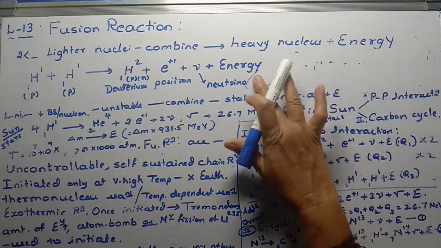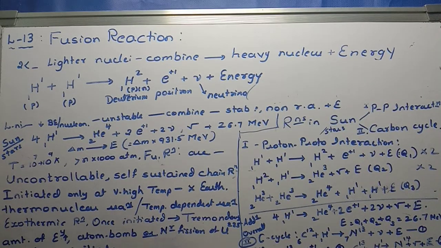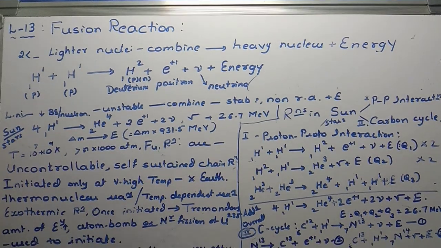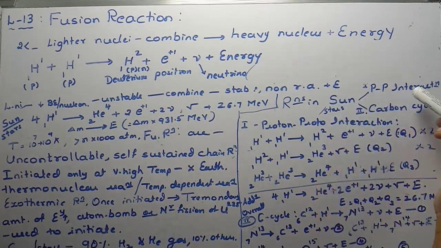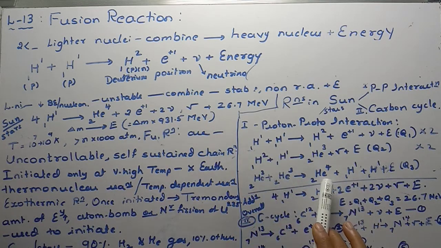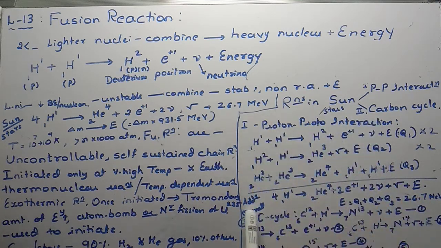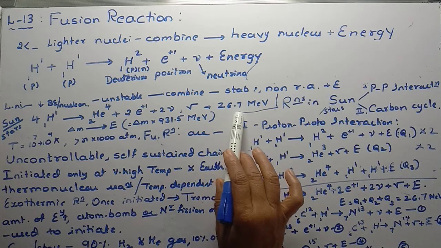With this we will continue in the next class. See here the composition of the stars: 90% hydrogen and helium, and 10% other elements. The reactions which take place in the sun or stars can be explained on the basis of the proton-proton interaction or the carbon cycle. In both cases, four hydrogen atoms combine to give helium, but the way of reaction is explained like this in the first and like this in the second cycle. In both cases, the amount of energy is the same, 26.7.